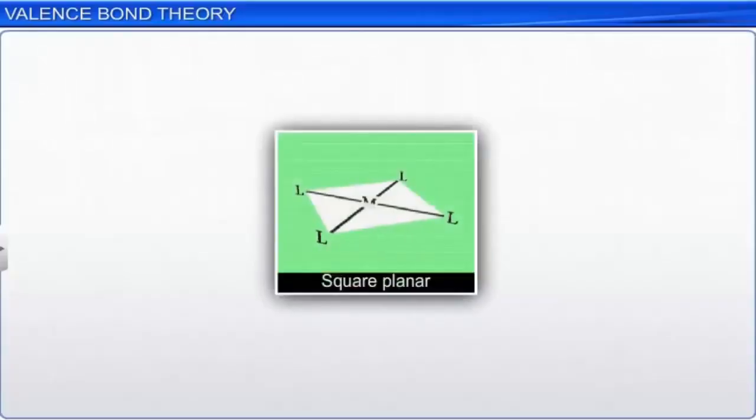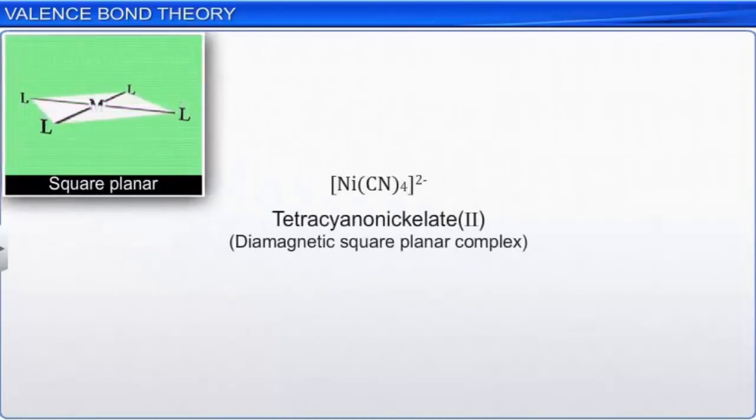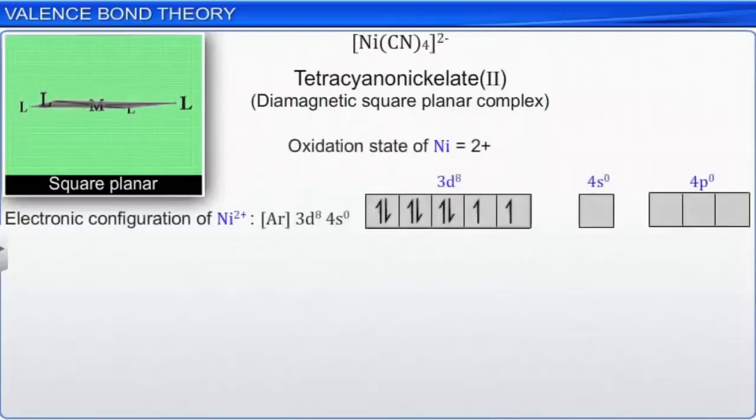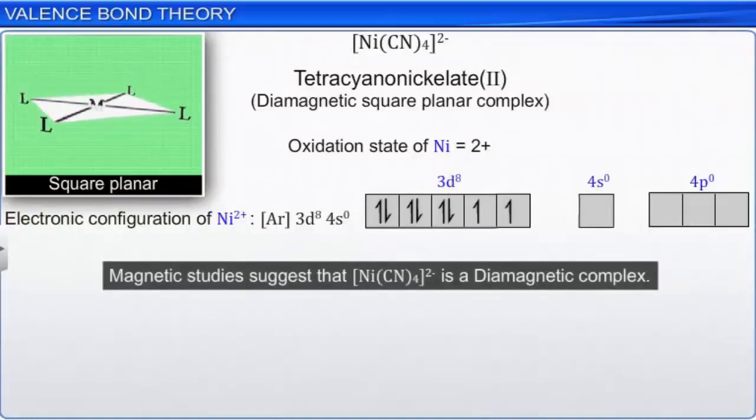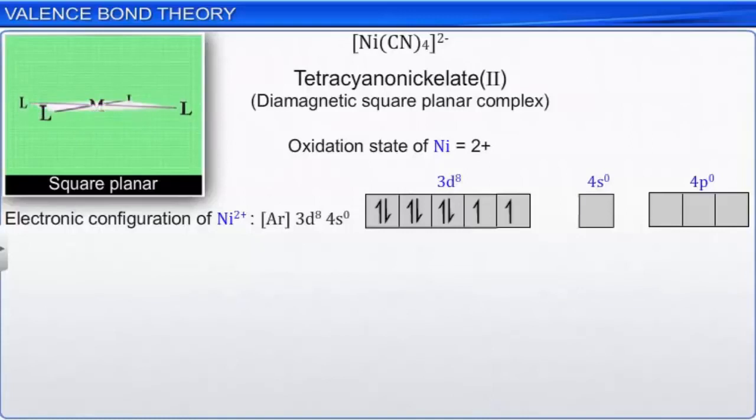Now, let us examine a diamagnetic square planar complex, tetracyanonickelate(II). In this complex, nickel is in +2 oxidation state and has the electronic configuration of argon 3d8. Magnetic studies suggest this to be a diamagnetic complex. This is possible only when the 2 unpaired electrons in the 3d orbital get paired up.